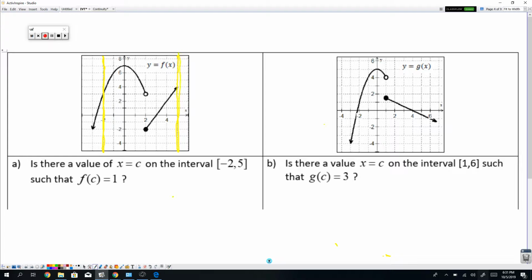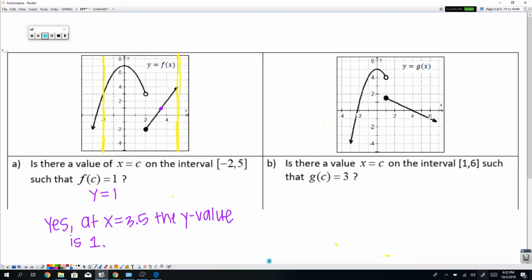Okay, so my goal is to find out, is there a value of c, so is there an x value such that f of c, or such that your y value is 1. So we're looking for y to equal 1. Is there anywhere in between the yellows that gets us 1? The answer would be yes, right here at 3.5. So is there a value of x equals c? Yes. At x equals 3.5, the y value is 1.